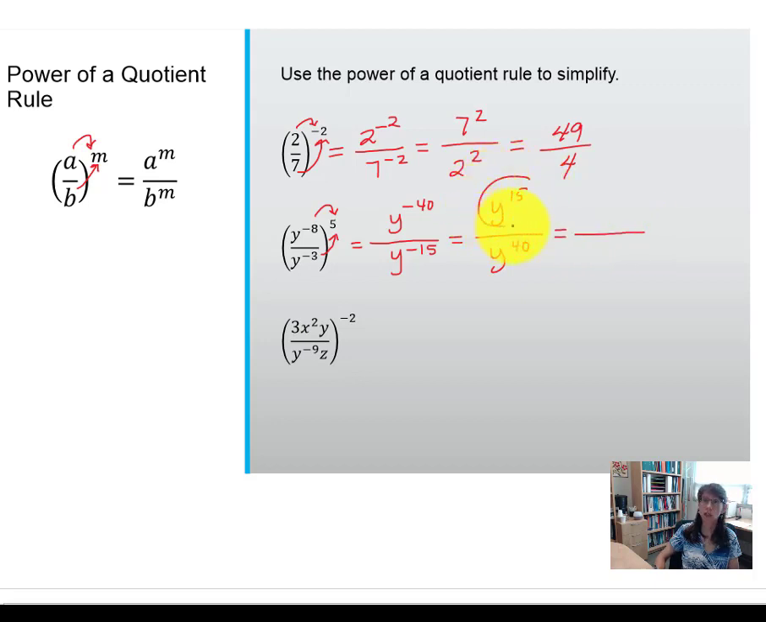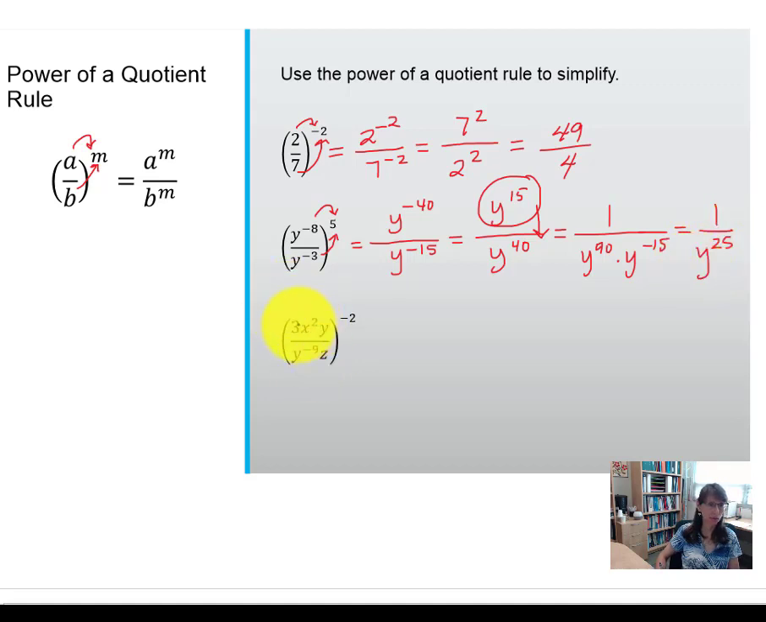15 is smaller, so y to the 15th is shifting down, leaving y to the 40th times y to the minus 15 in the denominator. So that would be 1 over y to the 25th power.